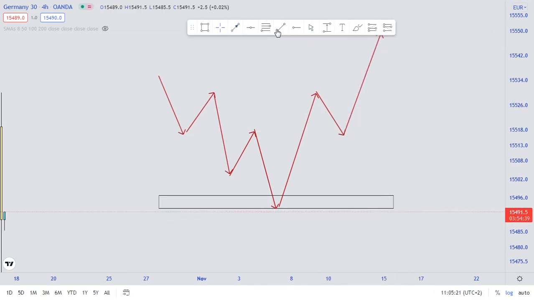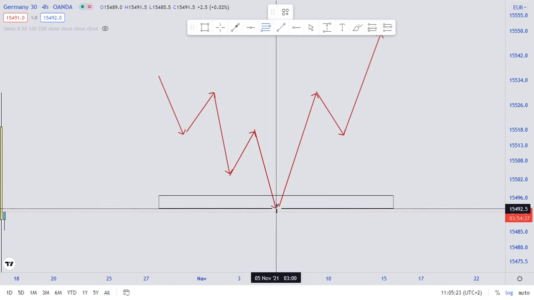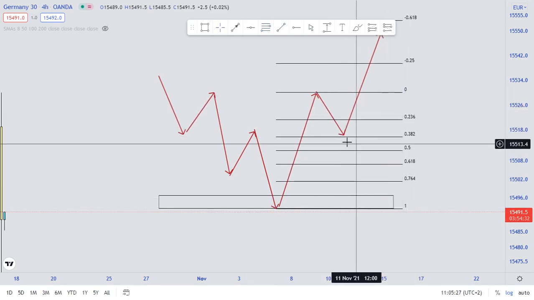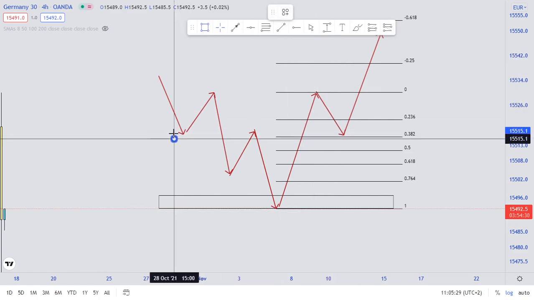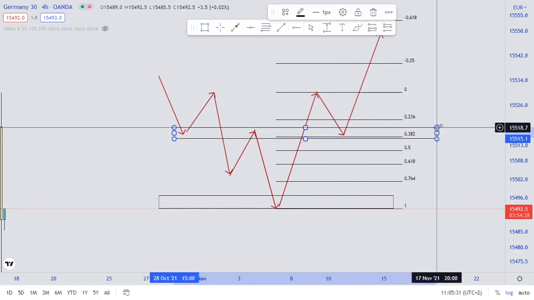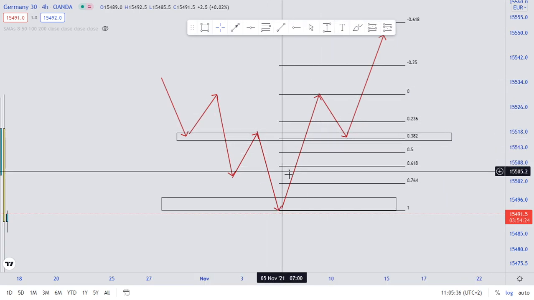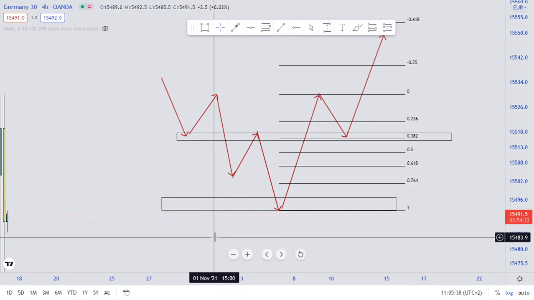The same setup, right? We could run a Fibonacci from this reason right there to this reason right there, as you guys can see. 38 was respected. This is also a level of resistance that is becoming a support, guys. So this is basically the simple and plain technicals behind this simple scalping strategy, guys.